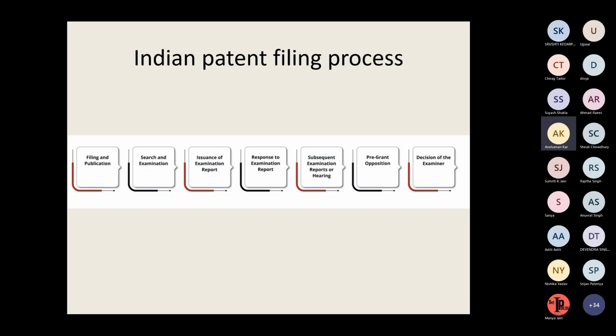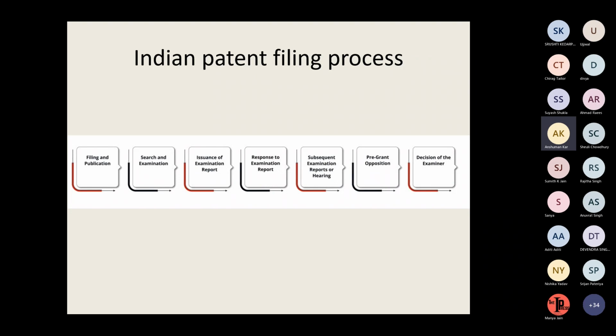After that, it is again examined on the basis of your arguments and your response. After examining again, if it is found that it is in good form, it is granted and the certificate is issued. If it is not found in order, then a subsequent examination report is issued, or oral proceedings, a hearing, is called. After that hearing, if it is found in order, then it is granted, or it may be rejected also. And accordingly, a patent certificate is issued.